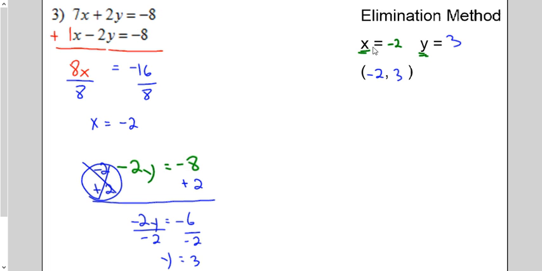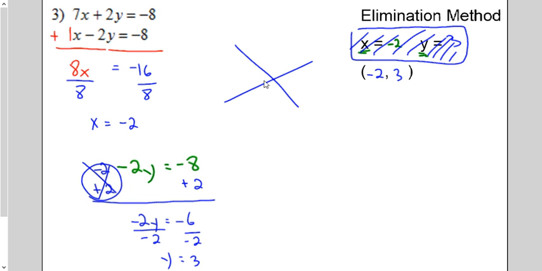Now, again, this is just here as a note-taking situation, but I really want you to be able to write your solution as an ordered pair, because if I went and graphed these two lines, it might look something like this, but where they would touch would be negative 2, positive 3. Okay, but we don't need to graph it anymore. We've got this elimination method here.